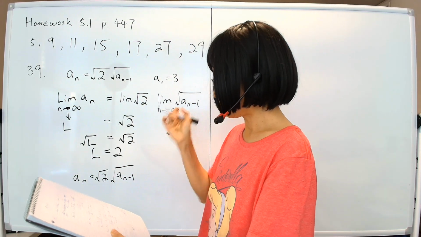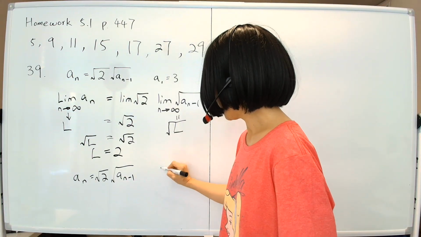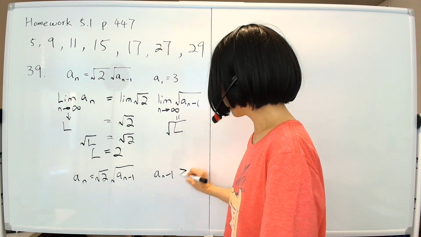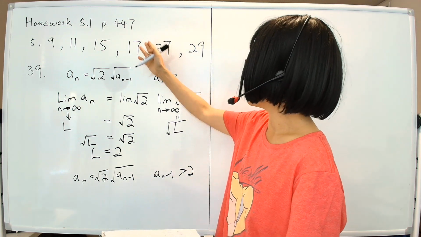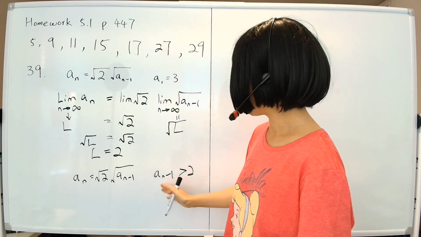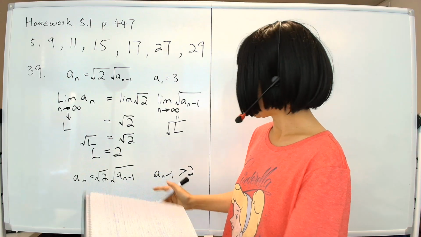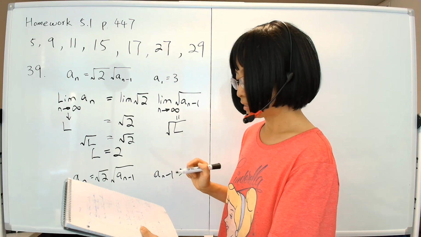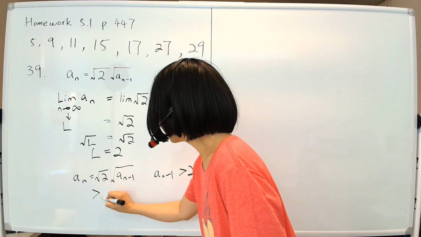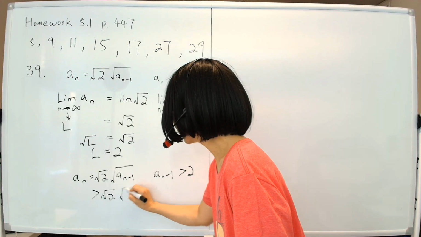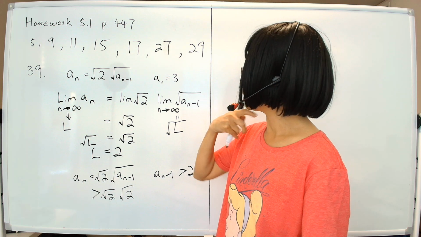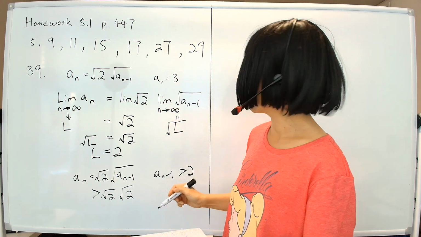And so if a_(n-1) is bigger than 2. Well, we start out with a_1 equal to 3, so the first one, this applies anyway, is bigger than 2. Then, if a_(n-1) is bigger than 2, then a_n equals this thing is going to be bigger than square root of 2 times square root of 2, because a_(n-1) is bigger than 2. And we're starting in the beginning, meaning that a_1 is 3. That's bigger than 2.